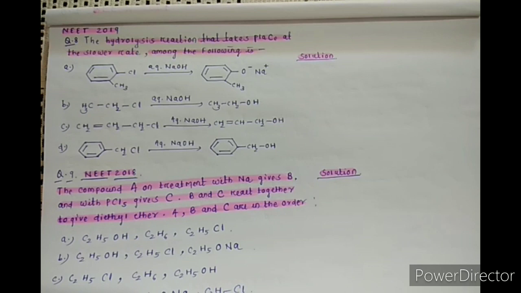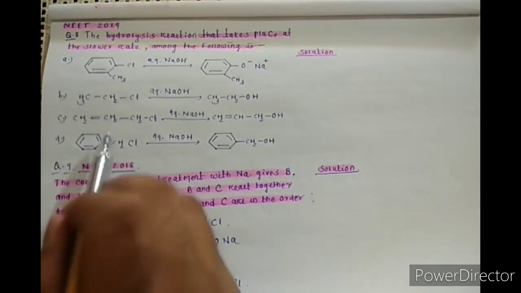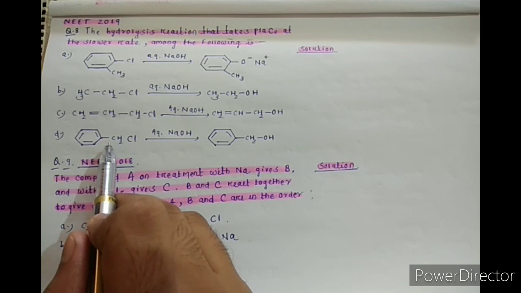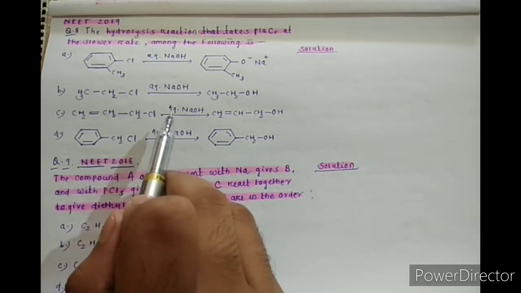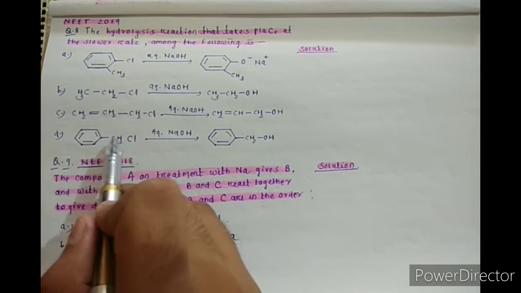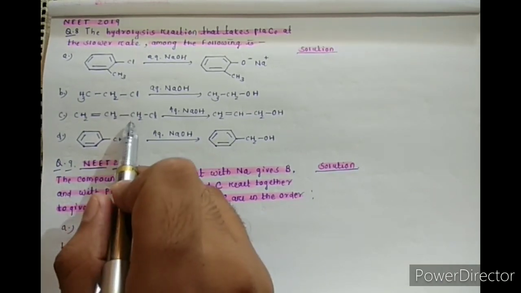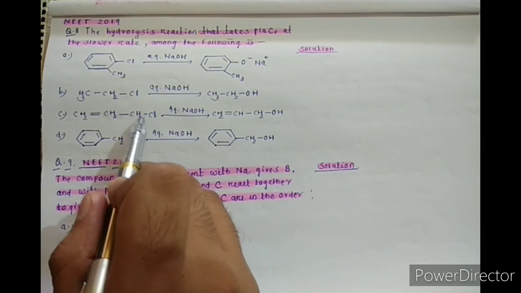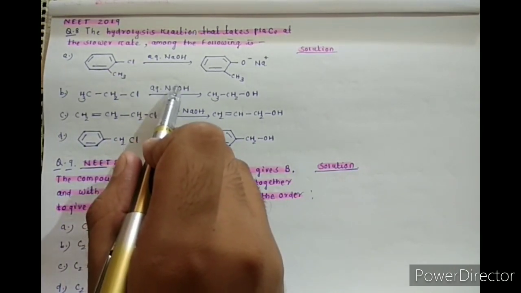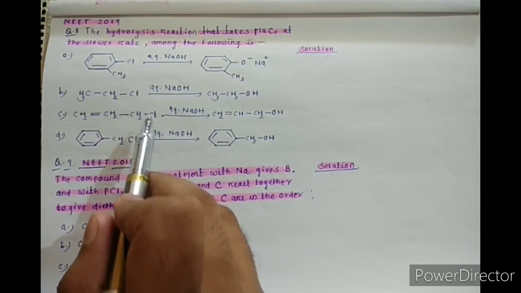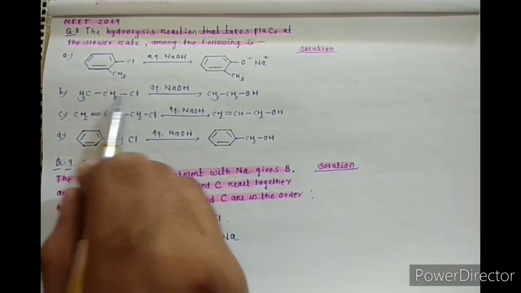Here the role of aqueous sodium hydroxide is to produce OH minus as a nucleophile, and we know that this is a benzyl carbon. This OH minus can easily attack this carbon, and Cl is a good leaving group, so it can go away. The rate of reaction is very high in this case. And this is an allylic carbon, so the OH minus can easily attack here and the Cl can easily go. All of these will undergo the SN2 mechanism. So here also the OH minus will attack this carbon and the Cl will go.